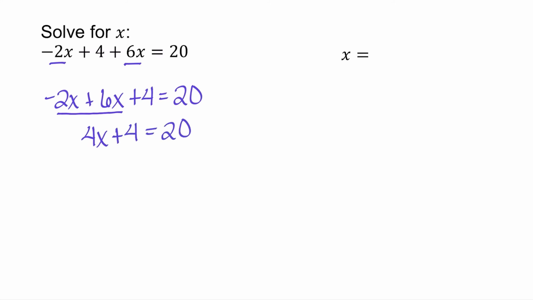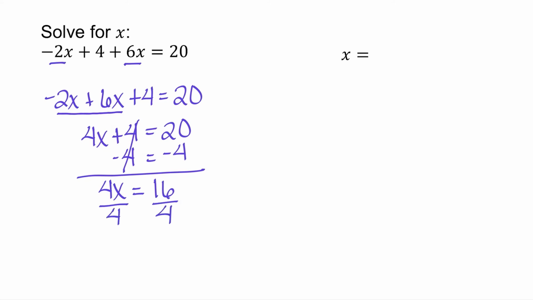Now I need to work on isolating the variable. So I have plus 4. To move that 4 away, I'm going to do the opposite and subtract 4 from both sides. So when I do that, on the left side, I have 4x, plus 4 and minus 4 cancel, and that equals 20 minus 4, which is 16. So now I have 4 times x equals 16, so I'm going to do the opposite, and I'm going to divide both sides by 4. So when I divide both sides by 4, on the left I have x, and that equals 16 divided by 4, which is 4. So x equals 4 is my answer.